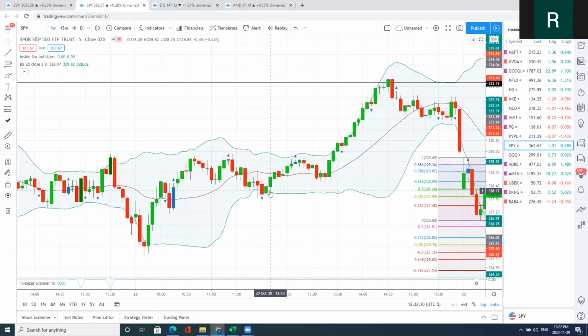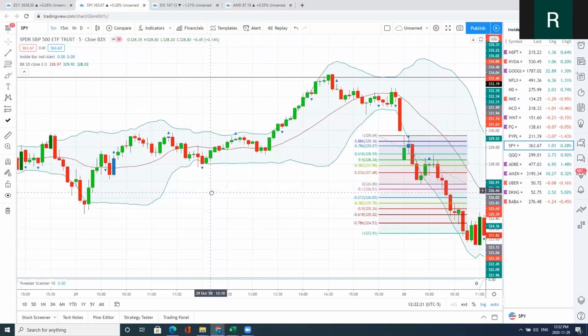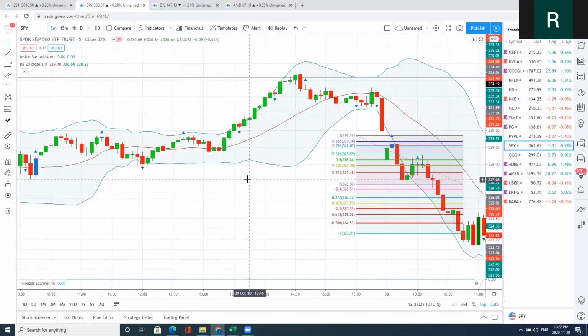Those wicks are fibs on a lower time frame, like a very, very lower time frame. We're talking about going down to tick charts and things like that. But that's the power of Fibonacci. It's happening everywhere on every time frame.